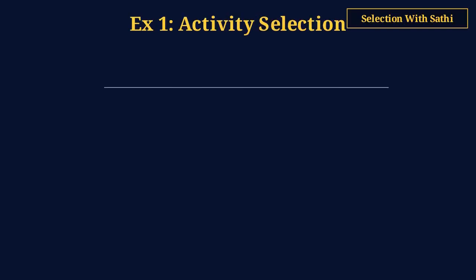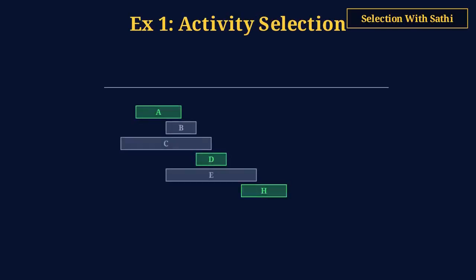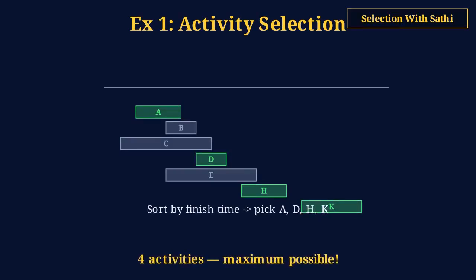Activity selection. We have 11 activities with start and finish times. Sort them by finish time. Pick activity A, finishing at 4. Next compatible activity is D, starting at 5, pick it, finishing at 7. Next compatible is H, starting at 8, pick it, finishing at 11. Next compatible is K, starting at 12, pick it. We selected 4 activities, A, D, H, K, this is the maximum possible. The greedy approach gives the optimal answer.